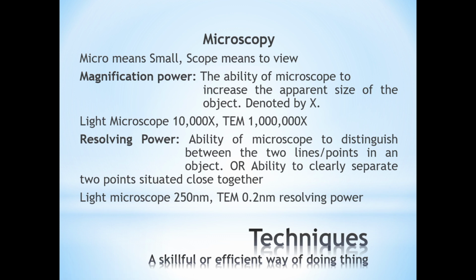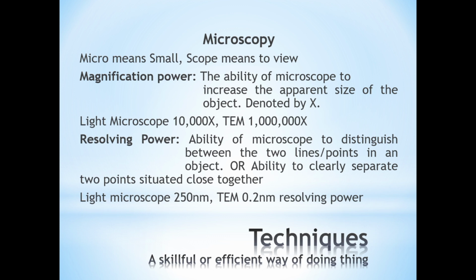Then what is magnification power? Magnification is the capacity of a microscope to enlarge the apparent size of the object, or the ability of the microscope to increase the apparent size of the object. It is denoted by the suffix x. The magnification power of a light microscope is 10,000 times, while that of a transmission electron microscope is 10 lakh times, or 1 million times.